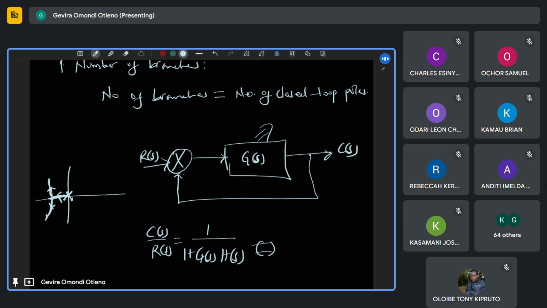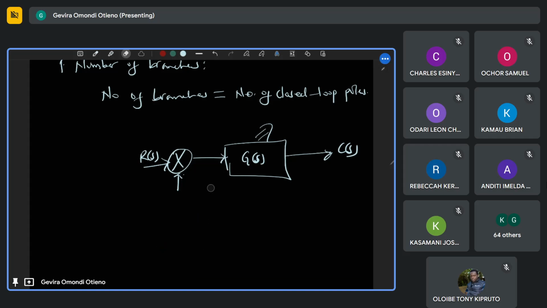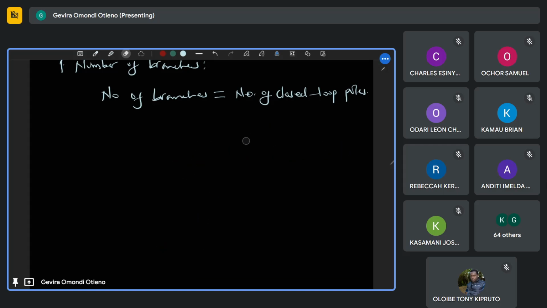So if you want to know the total number of branches in your root locus, then you have to obtain the closed loop poles, meaning get the closed loop transfer function, and then you get the poles. We'll draw a lot of this, so it will be very, very easy to relate with, okay? That is rule number 1. Rule number 2, I'll try and give an example as we go along. Let me just give the rules first. The rule number 2 is on symmetry.